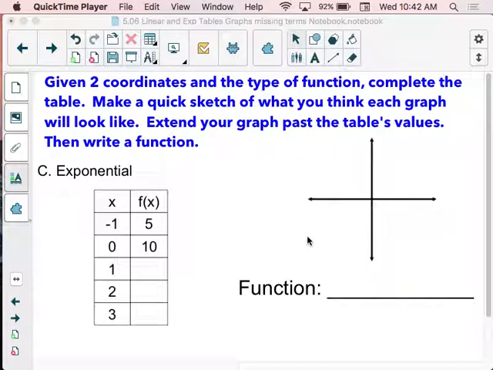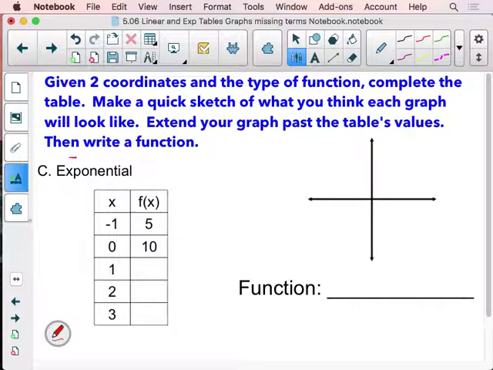3 examples here. These are different. Now they're saying, hey, listen, you have an exponential function. We're telling you it's exponential, and we're giving you just a couple values to start with. Now, will you fill in the rest? Will you draw a sketch of the graph? Will you write the function?